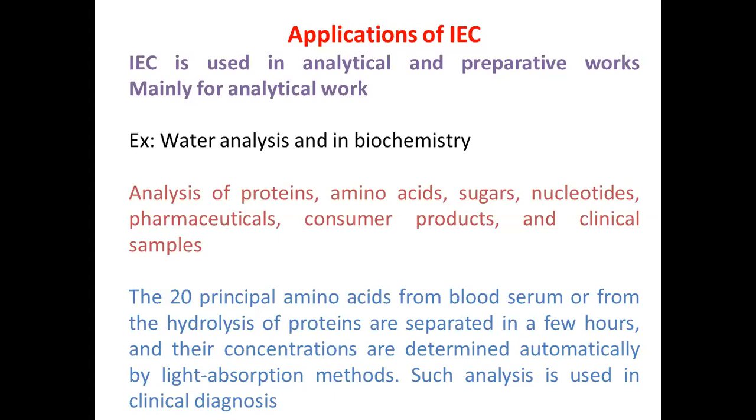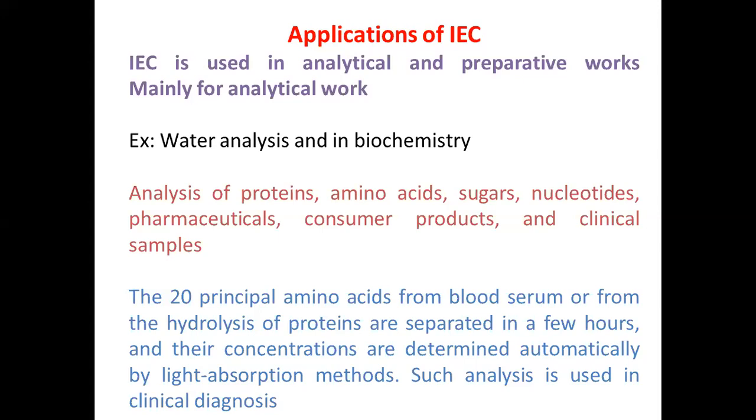None of the techniques is as versatile as this ion exchange chromatographic technique for the separation of these 20 principal amino acids present in blood serum. Whatever biological material you consider, within a small interval of time, we are able to complete the separation by ion exchange chromatography. Because of the ability of this technique to separate charged species, and we have light absorption detectors, and these detectors are very selective for the detection of organic compounds, because amino acids or proteins will contain carboxylic acid functional groups or amine functional groups.